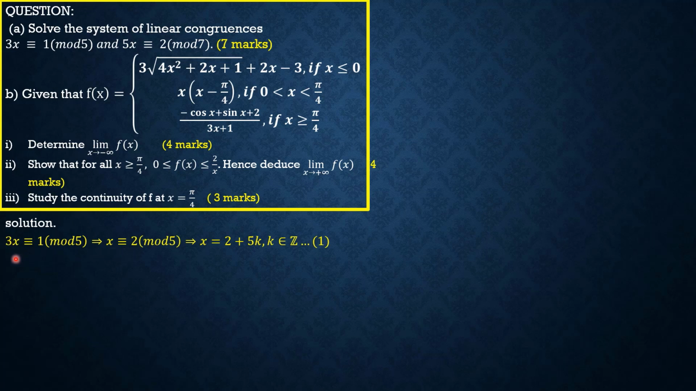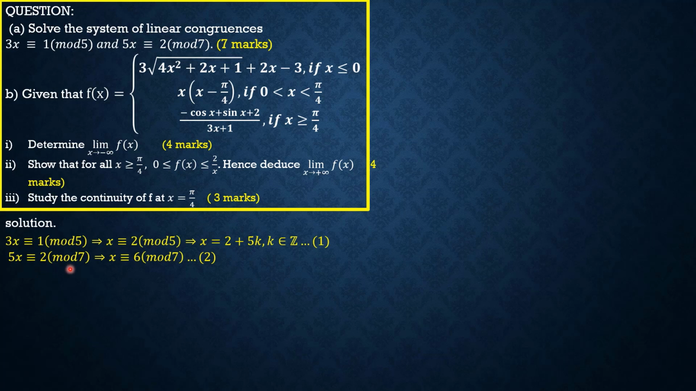So if I multiply all through by the multiplicative inverse, it means that x will be congruent to 2 modulo 5. And from here, it means x will be equal to 2 plus 5k, where k is a given integer. We'll call that equation 1.